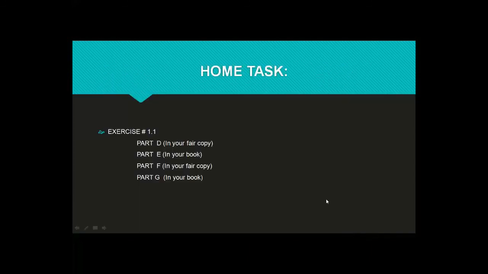If you have any query or question regarding today's lesson, you will ask me in chat. Now come to the home task. Part D, in your fair copy using pen. Part E, there is space given in your book, so you will solve part E in your book using pencil. Part F, no space is given here, so you will solve part F in your fair copy, and part G in your book because there is space given and you can easily write there. And please use pencils when solving questions in your book.